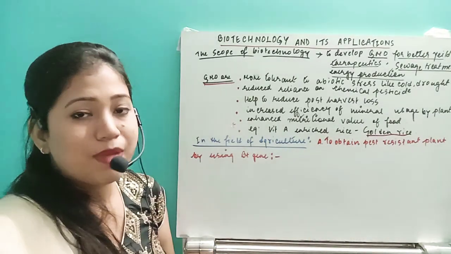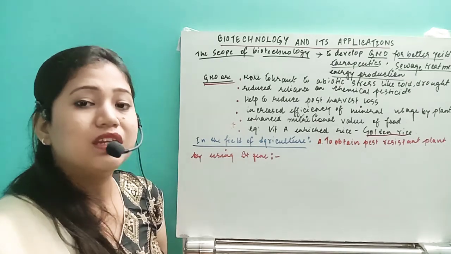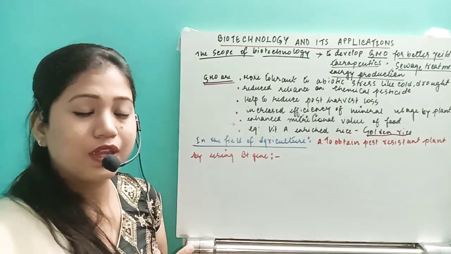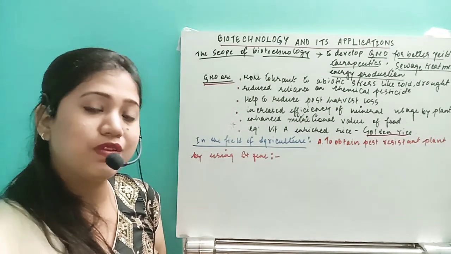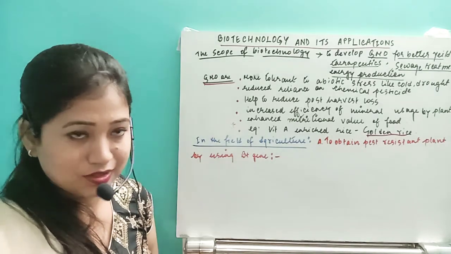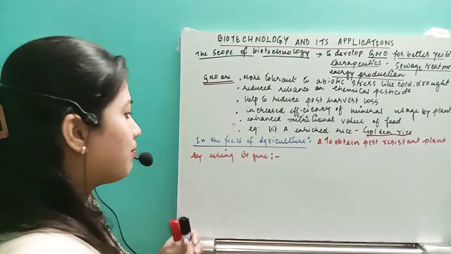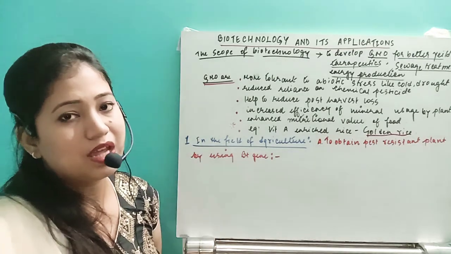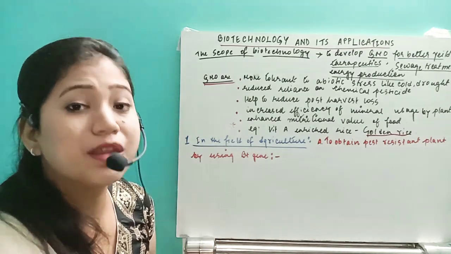So just see, this biotechnology can be used in different fields. We will see first of all in the field of agriculture, then we will see in the field of medicine, and we will see lots of other areas. First of all, we will see biotechnology in the field of agriculture. That means how biotechnology can be helpful in agriculture.